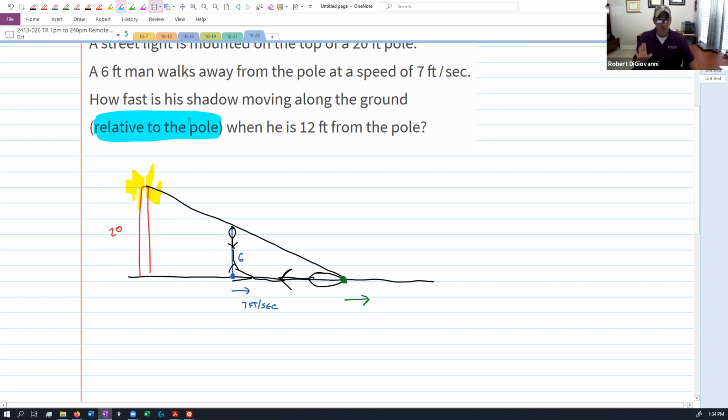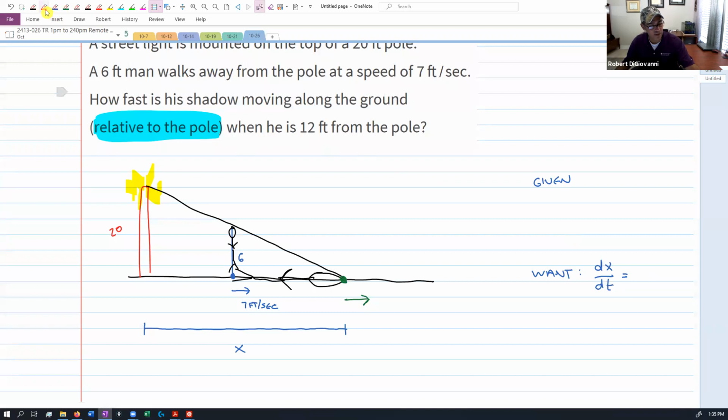All right? Understand? So I'm going to write down what I'm given and what I want. I'm going to start with what I want. I want to know how fast his shadow is moving along the ground relative to the pole. Well, here's his shadow. I'm going to measure the distance from here to the pole, and I'm going to call that X. I want then dx dt. I want to know how fast that's growing. I also want to know when he is 12 feet from the pole.